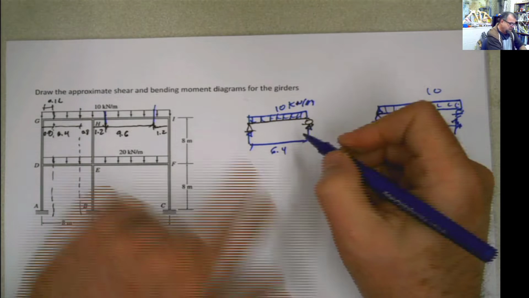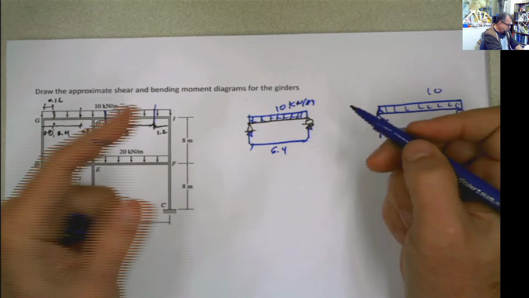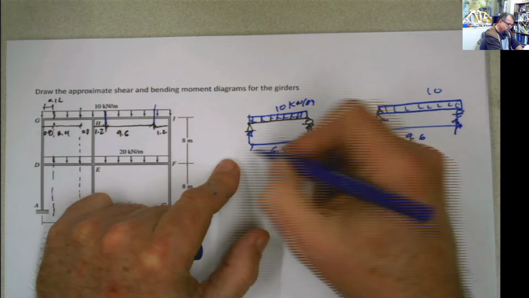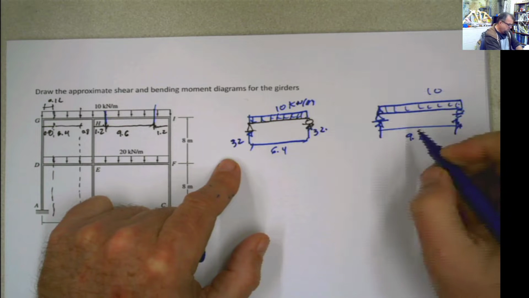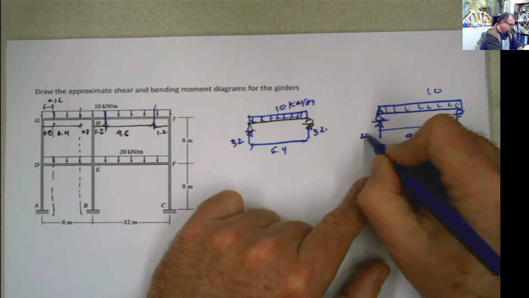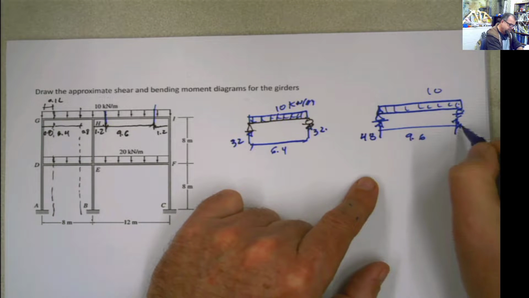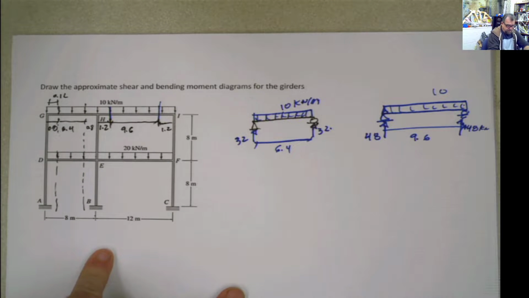So what are the values for these reactions? The value is going to be 10 times 6.4 divided by 2, 32. That's 32 and 32 kilonewton. What is the value for the reactions here? 10 times 9.6 divided by 2, 48 and 48 kilonewton. That's it. With this I can do everything else.